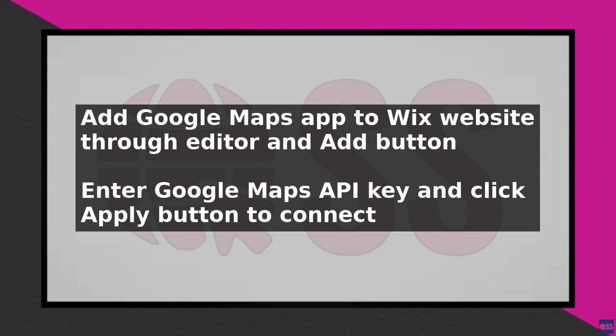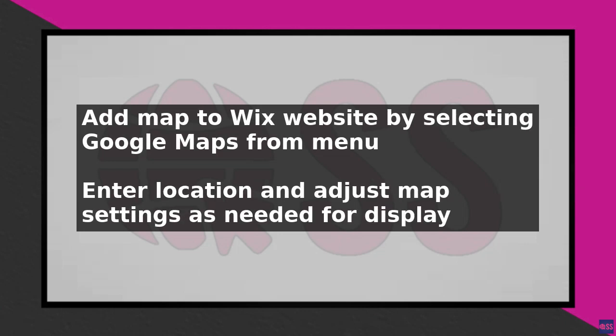After applying the API key, you can add a map to your Wix website by clicking on the Add button on the top bar and selecting Google Maps from the menu. You can then enter the location you want to display on the map and adjust the map settings as needed.